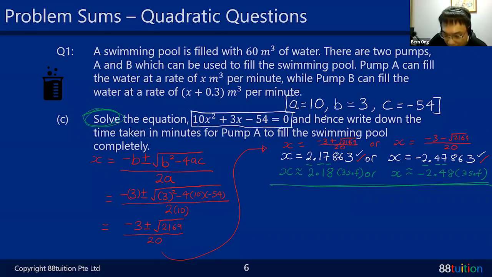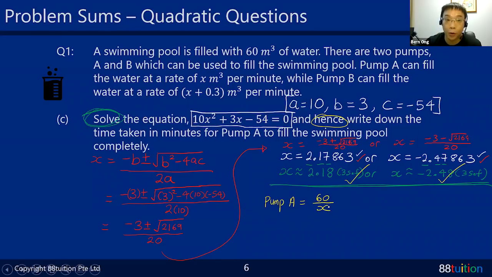Then the question did say, and hence. Hence means you have to use the 2 answers that you got, which is this and this. You must go and choose one of them, and after that, you are supposed to answer the question. Write down the time taken in minutes for pump A to fill the swimming pool. So pump A requires how long? Remember, 60 over X, right?